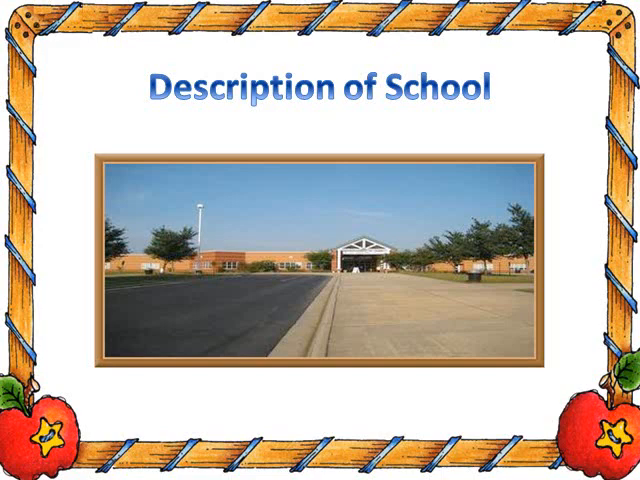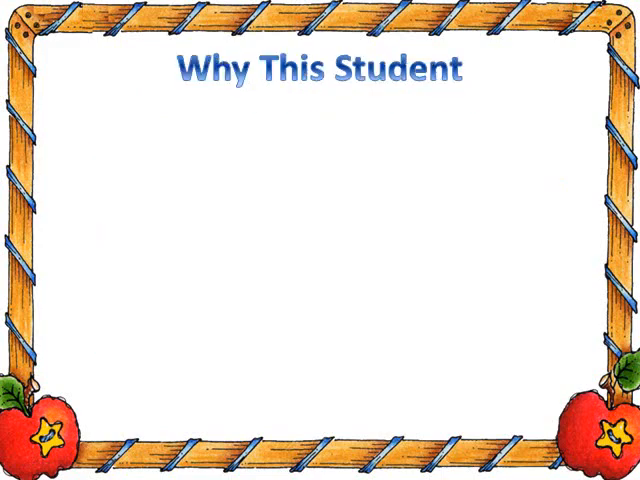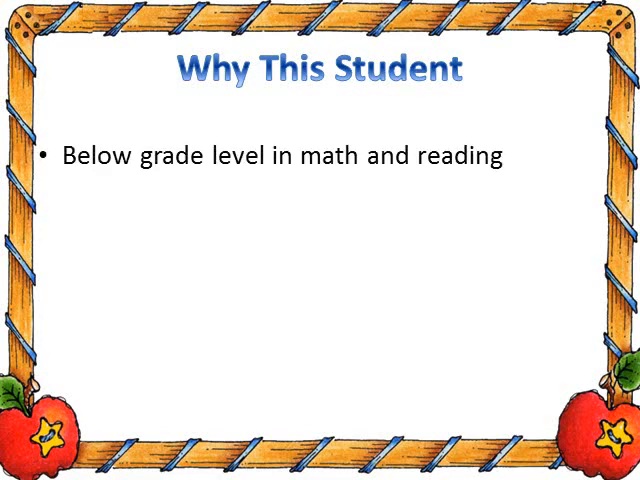The school she attends is a Title I school located in Concord, North Carolina. There are currently about 800 students at the school, and most students here receive free or reduced lunch and come from low-income families. The reason I chose this student for the Diversity Action Plan was because she is way below grade level in math and reading.